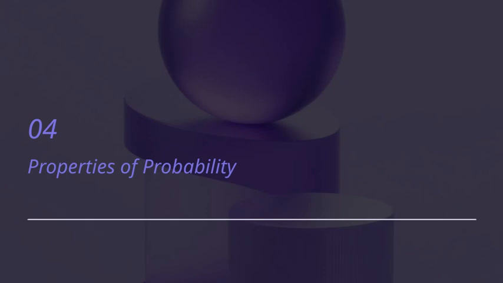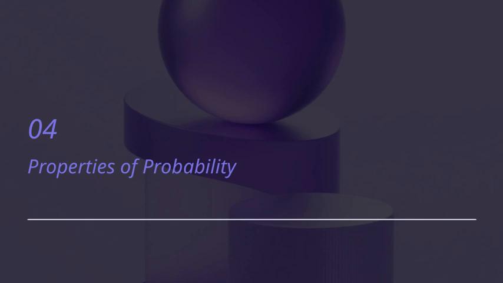Let's take a closer look at the properties of probability. First, it's important to understand that probability values always range between 0 and 1. A probability of 0 means an event is impossible, while a probability of 1 indicates certainty that the event will happen. Next, consider how probabilities behave in relation to different events. For mutually exclusive events, those that cannot happen at the same time, the probability that either one occurs is simply the sum of their individual probabilities.